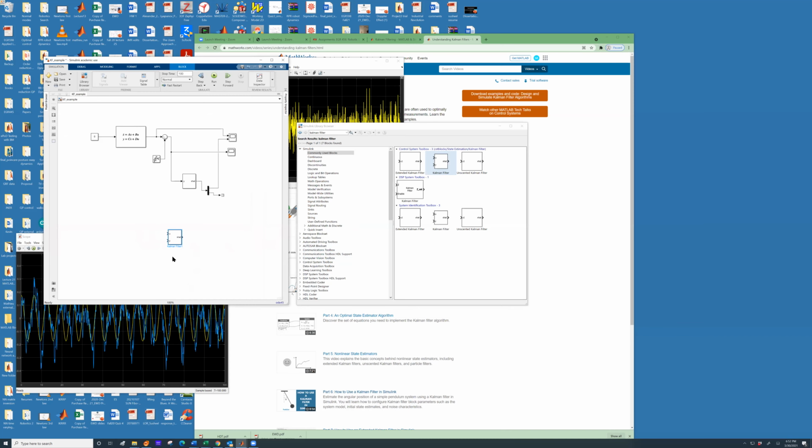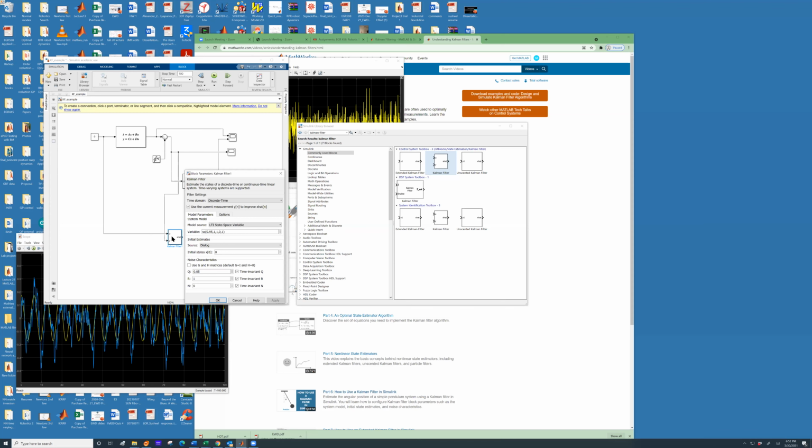Now this Kalman filter block has two inputs. One is U, which is the input to the system. So you can track it all the way from here. And Y is nothing but the observation. So our observation is this noisy thing. So this is the observation. Now let's double click on the Kalman filter block.